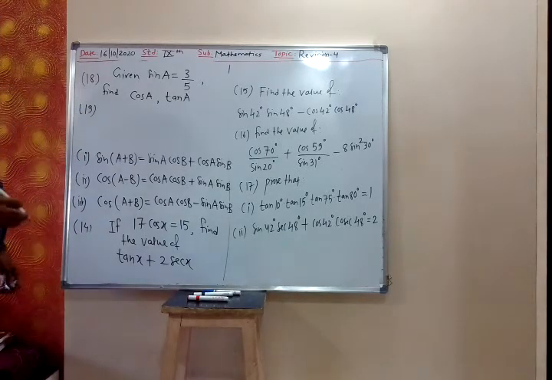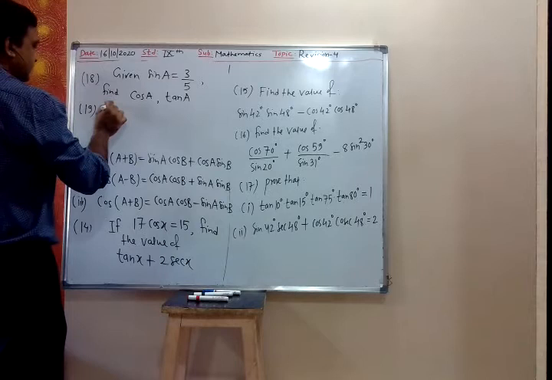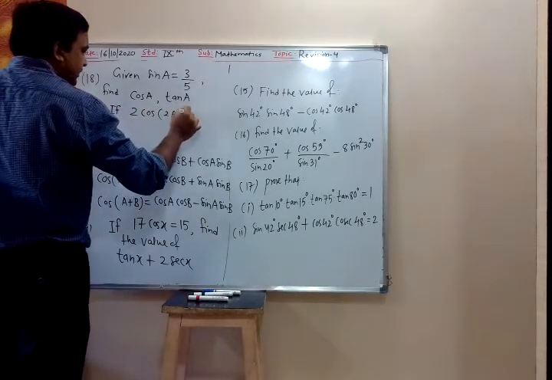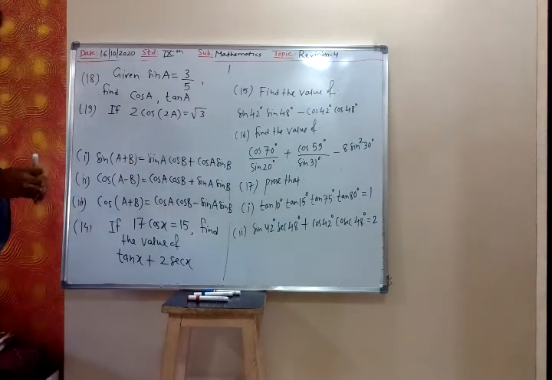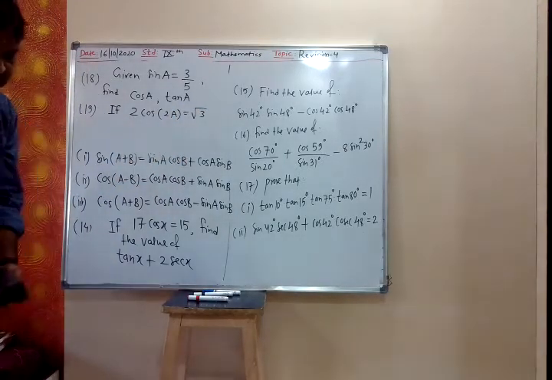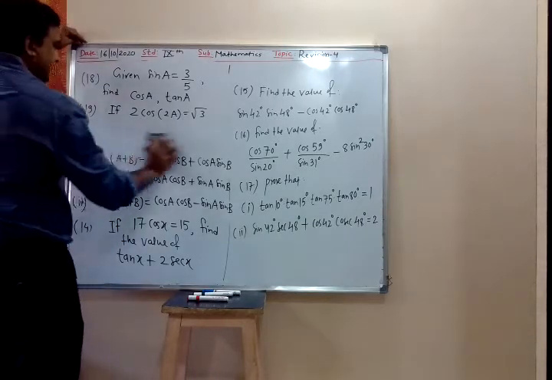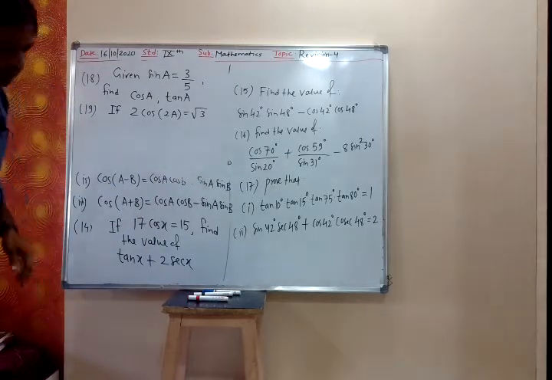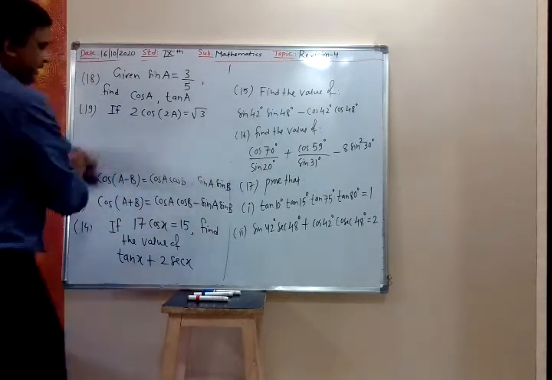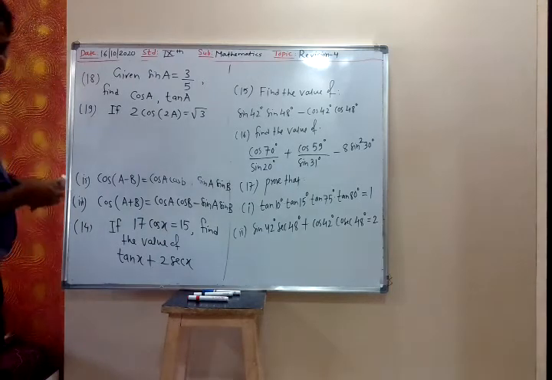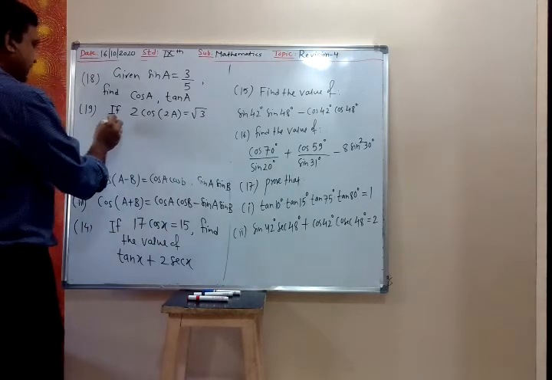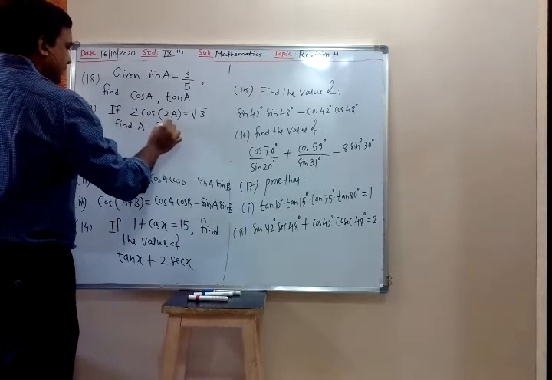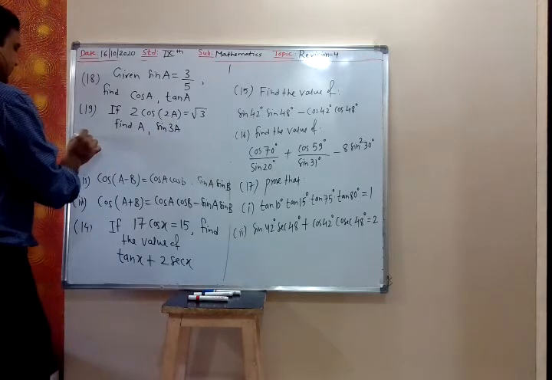19. If 2 cos 2A is equal to root 3, find A and sin 3A. Last question, 20.